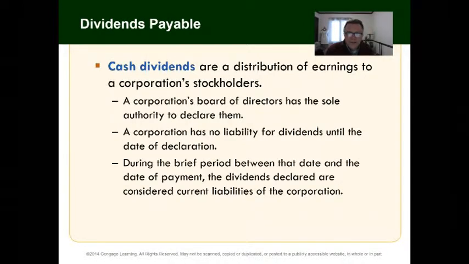Cash dividends. We're talking about different kinds of liabilities here. Cash dividends are distribution of earnings to corporate stockholders. If you're a publicly traded company and you owe stock to people, then you may choose to do cash dividends. A corporation's board of directors has the sole authority to declare cash dividends.